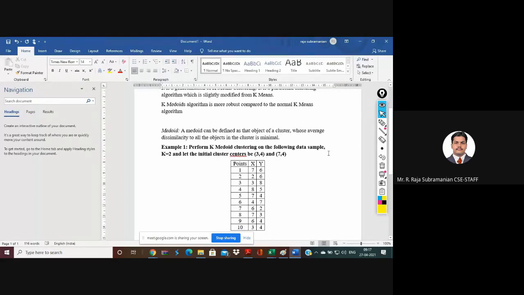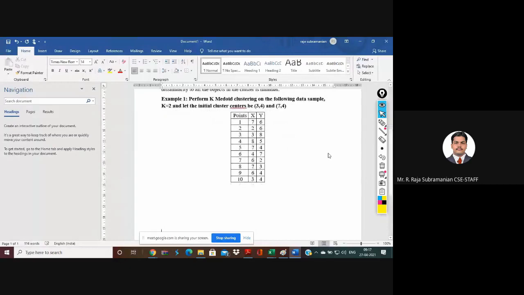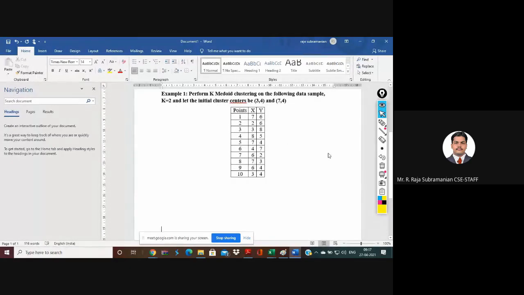For this particular data point, we can proceed with the same process we use for K-means; there is not much difference. I'll calculate the distance between each and every point and 3 comma 4 and 7 comma 4, and see how they differ with respect to distance. It could be Euclidean, Manhattan, or chi-square, any distance metric I take, and the closer point I'll assign to a particular cluster, either C1 or C2.